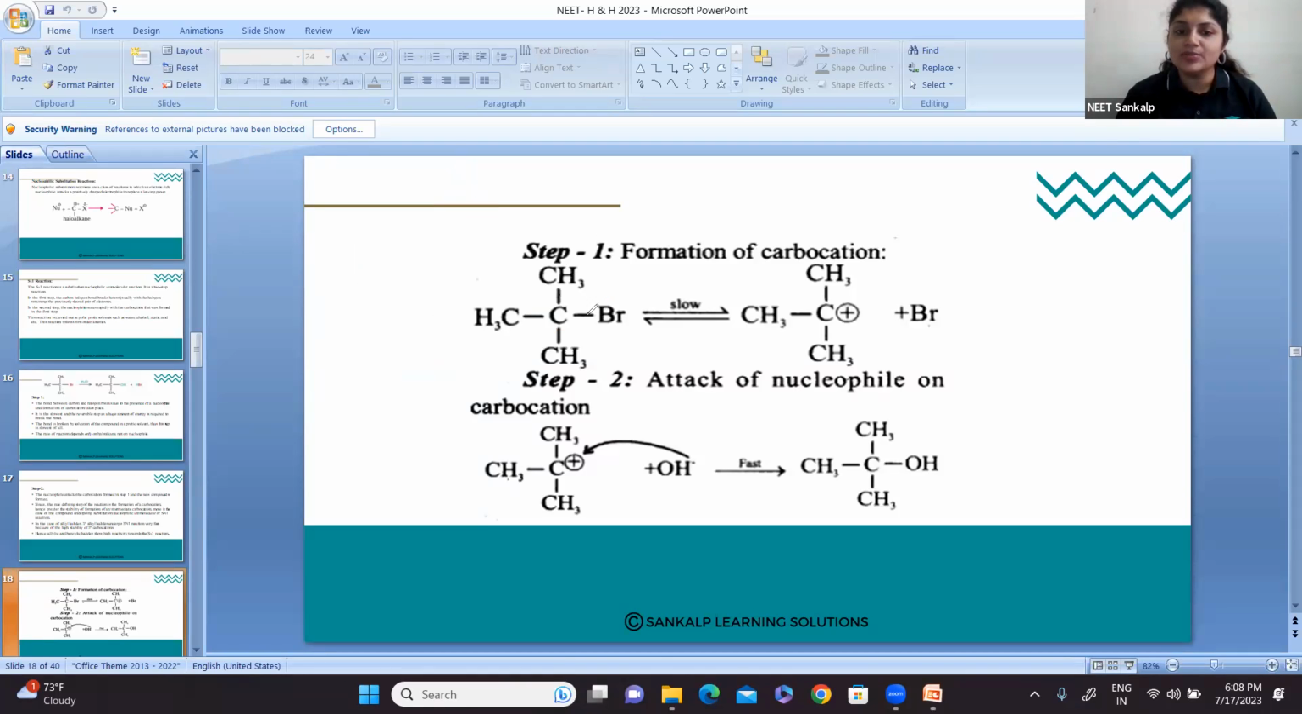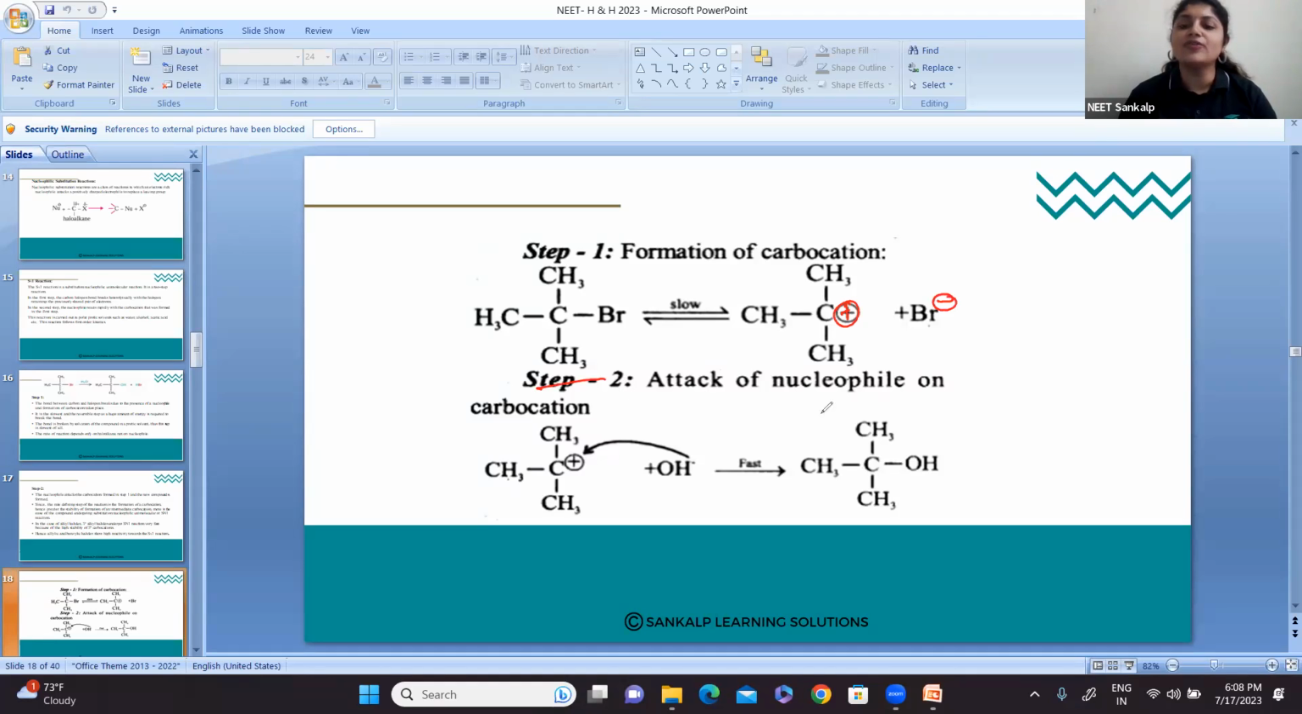So when this bond breaks, there will be formation of a carbocation. This is the carbocation and this is Br minus, which is the leaving group. It will take its electron pair with it. Now this is the first step. The reversible step means that after formation of the carbocation, it can again form the starting reactant. So this is a reversible reaction.